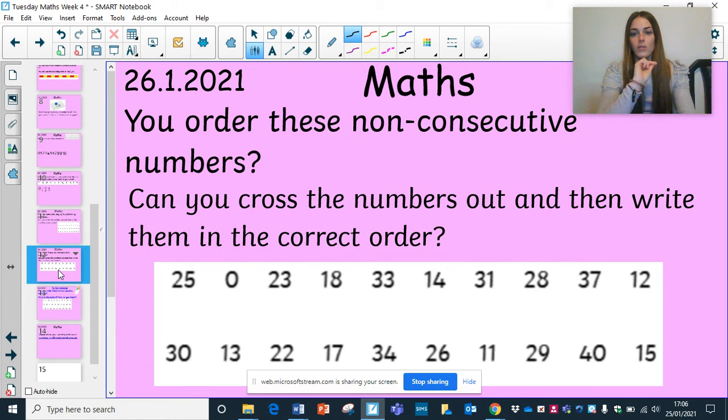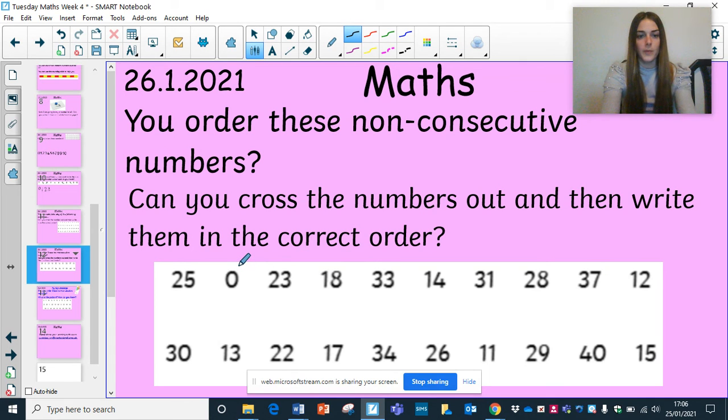This is your next step up. So these numbers here do not count up in ones. They're not consecutive, okay? So they do not go 1, 2, 3, 4, 5 in the correct order. There'll be some numbers missing in between, and that's okay. You don't need to fill in those missing numbers, but you need to find out what the smallest number is within those numbers and then gradually put those in order. It's a real challenge. So along here, you can have a little look. I've got my pen ready.